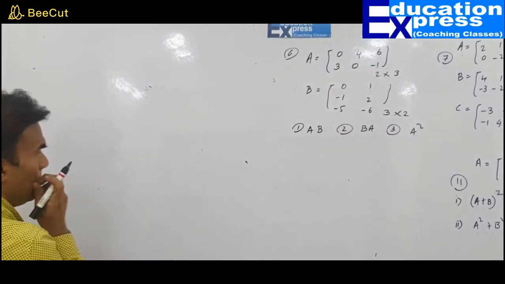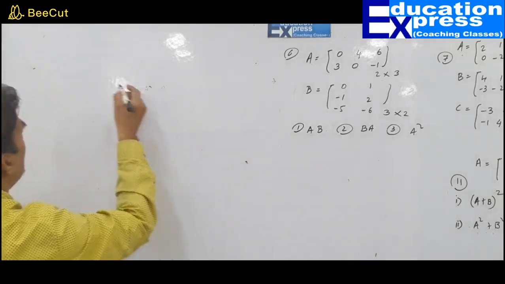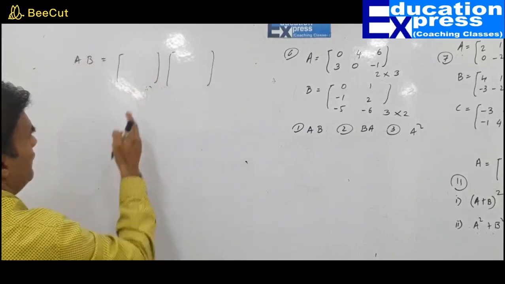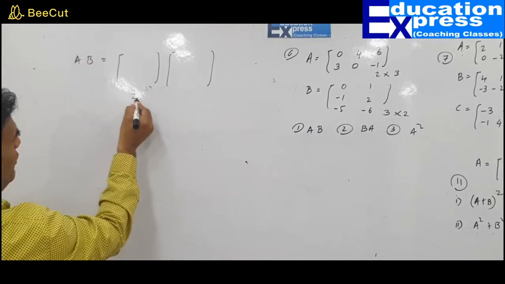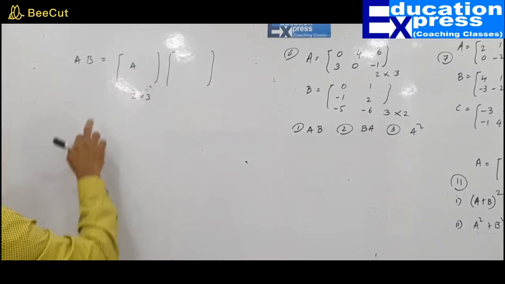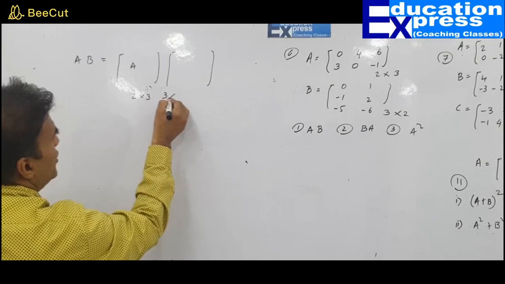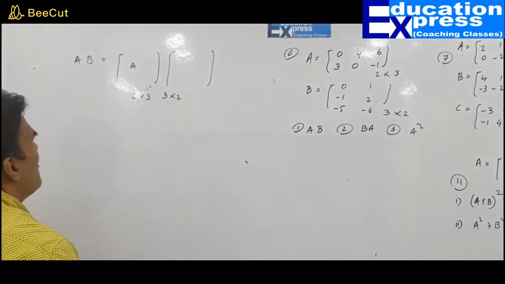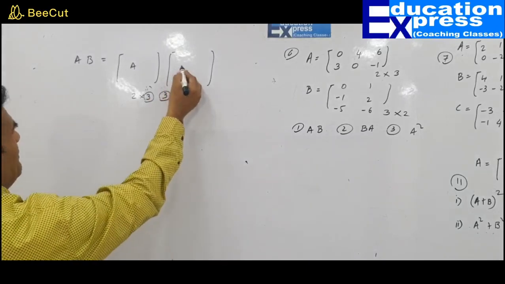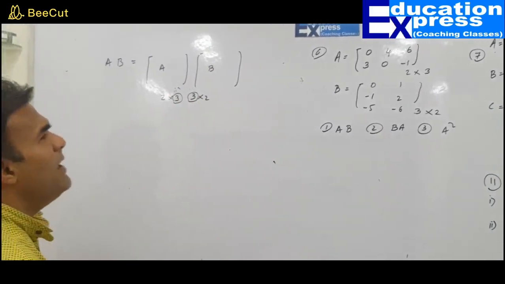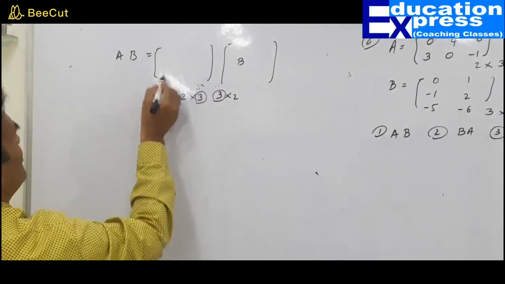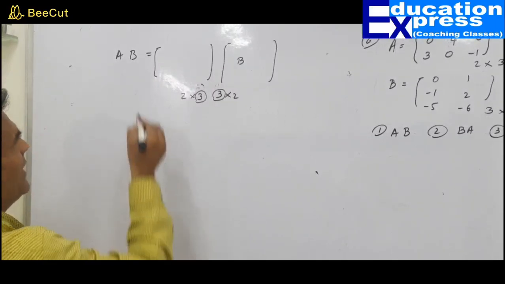They are asking us, in case it is possible, to find AB. AB, I'll place A, I'll place B. Before I place them, let me check what is the order. 2 into 3, that is the order of A. What about the order of B? So it is 3 into 2. Wow! Because these two are the same, therefore matrix multiplication is possible. Oh, fabulous. I'm very excited to do this question because for the first time we'll be doing it.